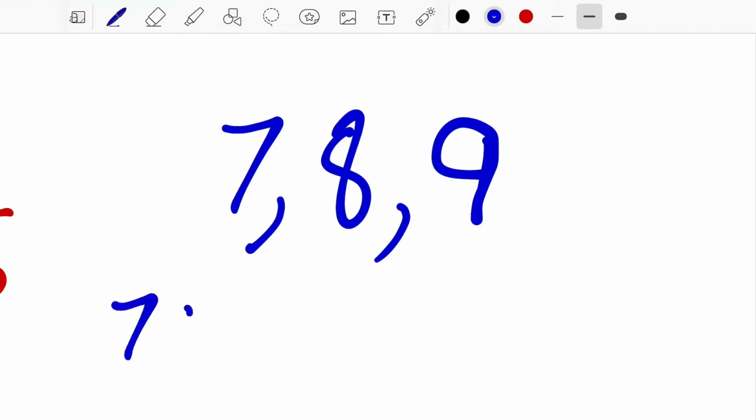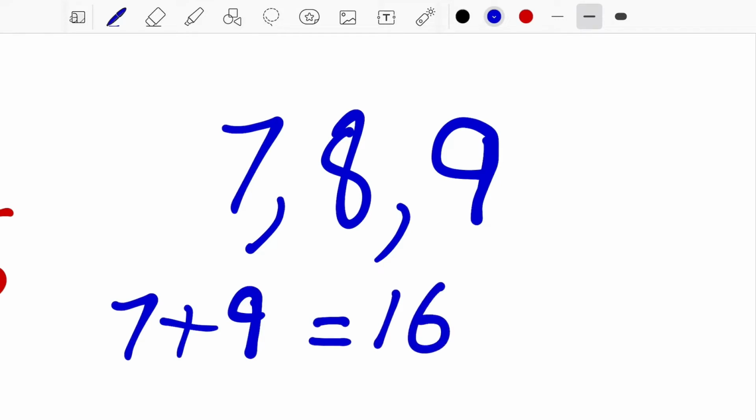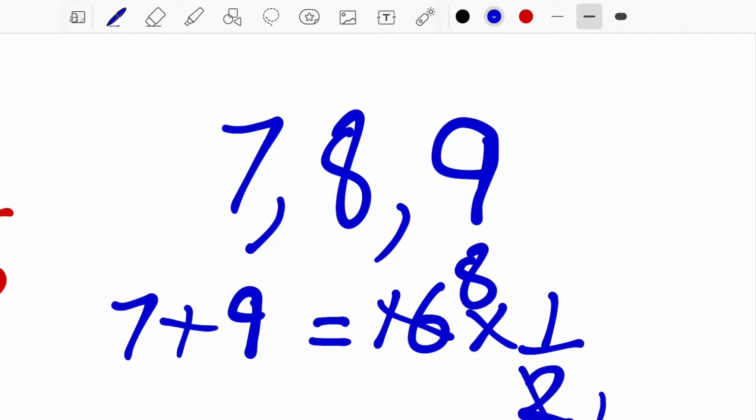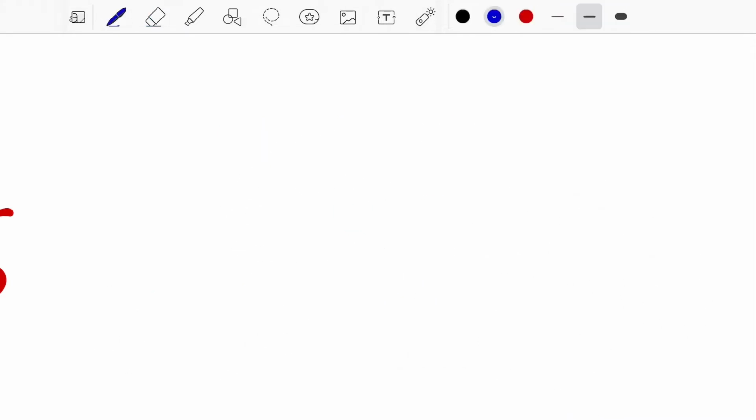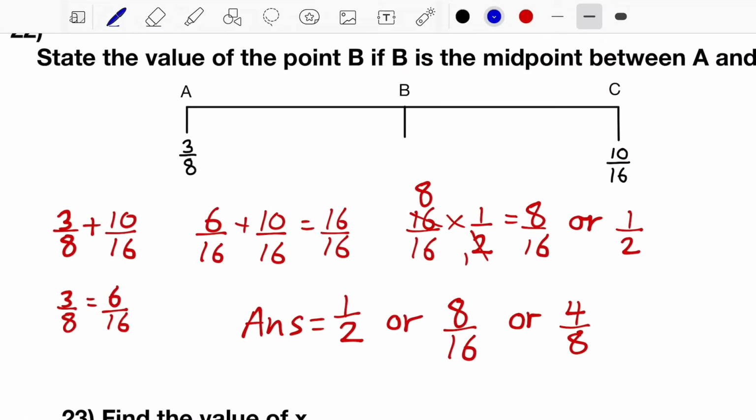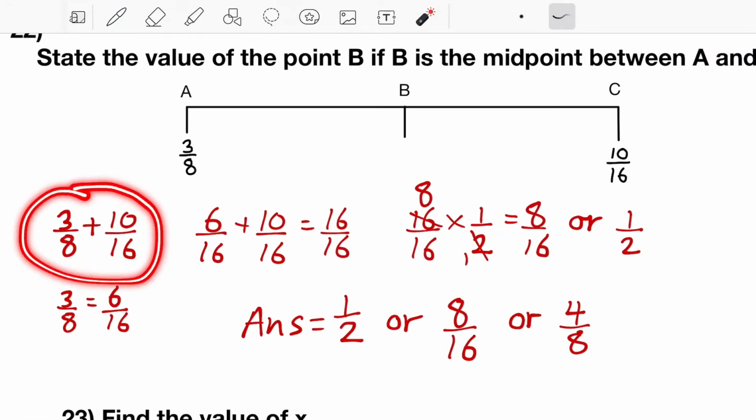We add the two numbers, 7 plus 9, which is equal to 16, and then we find half of 16, which is really halfway between the 2 points, 7 and 9. So half of 16 is 8. Right? So another way we can say it is 16 divided by 2. So if we work with fractions, we add the two fractions and multiply it by a half. So let's see how that works. So the two fractions, we add them together.